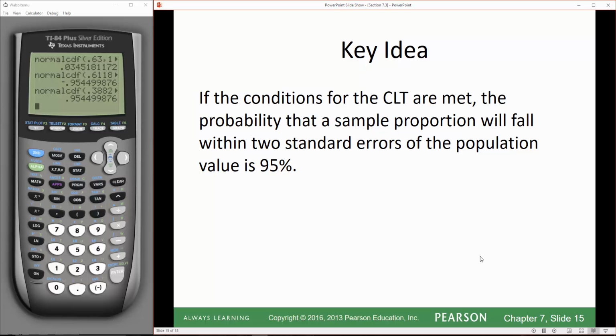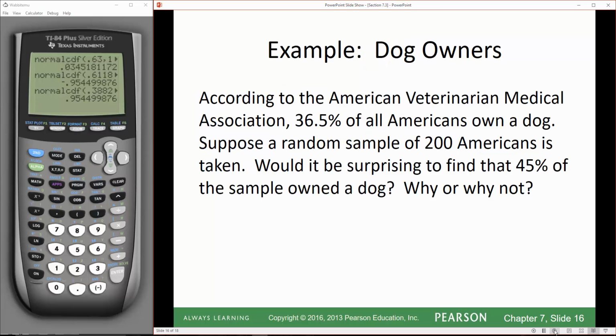So the key idea is if the conditions for the CLT are met, the probability that a sample proportion will fall within two standard deviations of the population value is 95%. So within one standard deviation is 68%, and then 95%, and then three standard deviations is 99.7, just like we've done all along.